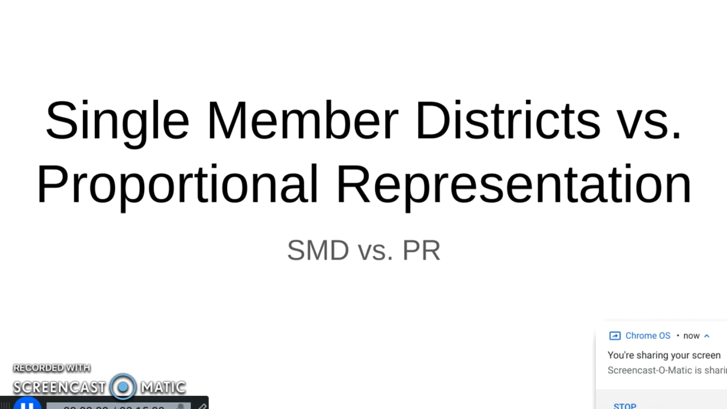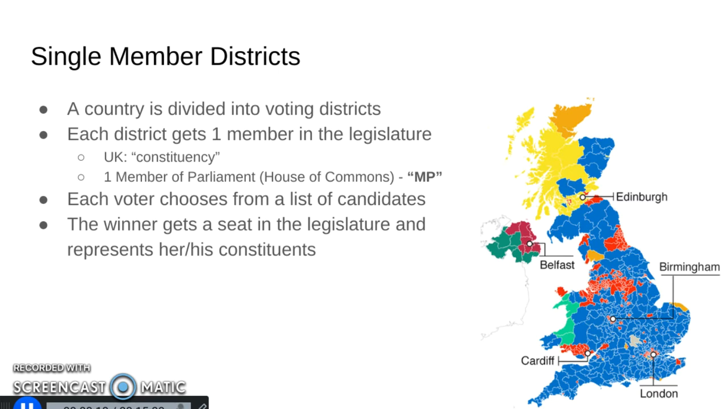This video is going to explain single-member districts and proportional representation systems. In single-member district electoral systems, a country is divided into voting districts. As you can see, these white lines are all different voting districts, and each district gets to send one member to the legislature of that country.